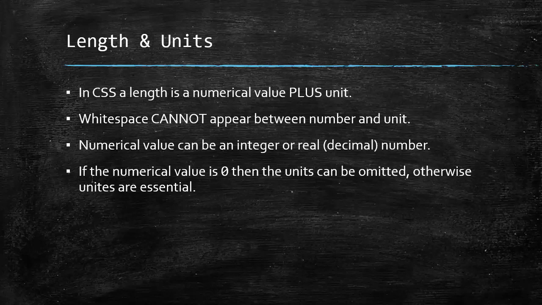Now the numerical value can be an integer or a real number. That's a decimal number. And the numerical value, if it's 0, you can forget the units, because it doesn't matter whether you're talking about 0 centimeters or 0 millimeters, it's going to be the same. So if the numerical value is 0, then you can forget the unit. Otherwise, you have to include the unit with your measurement.